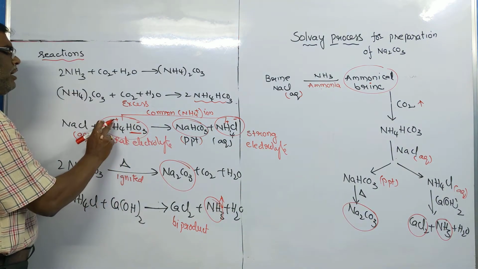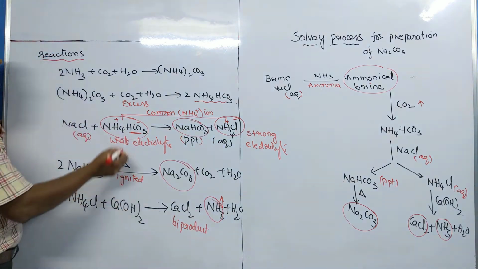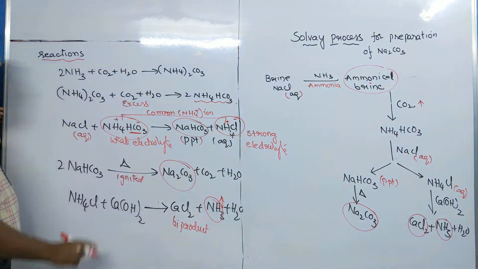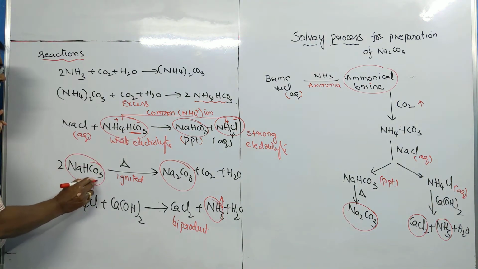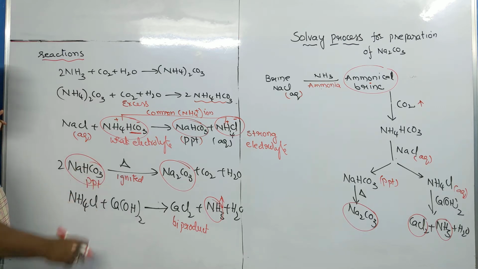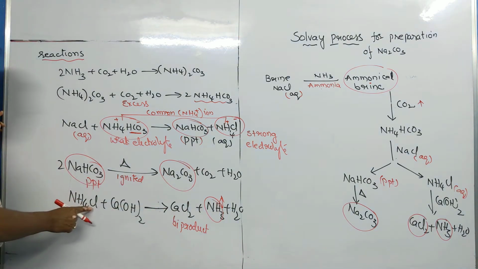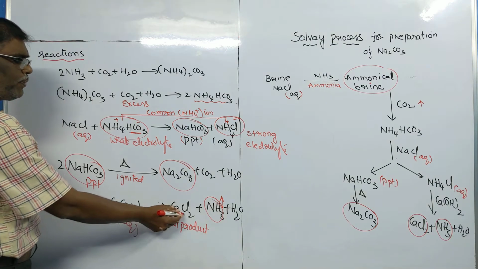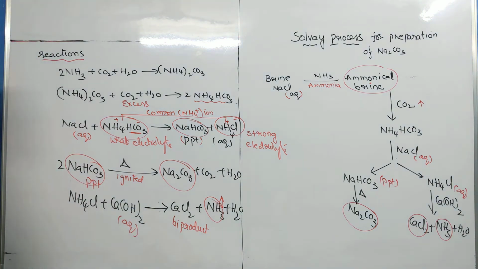What is the common ion? NH4 plus. Now in this one, chloride is a strong electrolyte, bicarbonate is a weak electrolyte. The strong electrolyte suppresses the solubility of the weak electrolyte. Thus the water insoluble solid formed is called precipitate. This is taken out by filtration, which on strong heating forms sodium carbonate. Now the left solution is treated with calcium hydroxide solution to get the byproduct calcium chloride, and here ammonia is regenerated. This is a method of preparation of sodium carbonate.